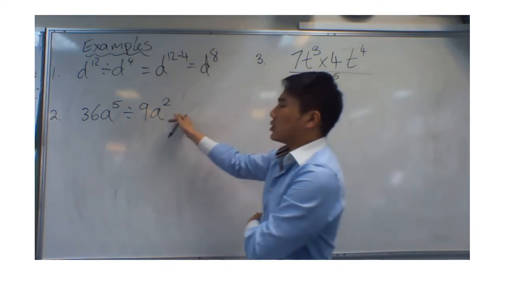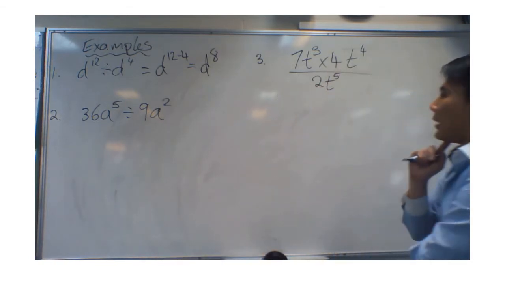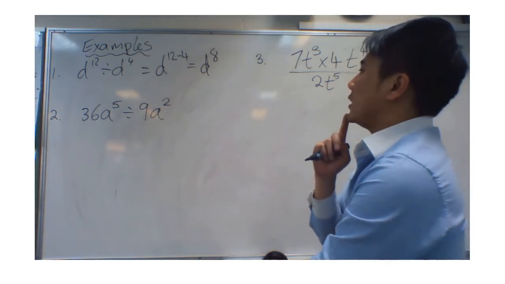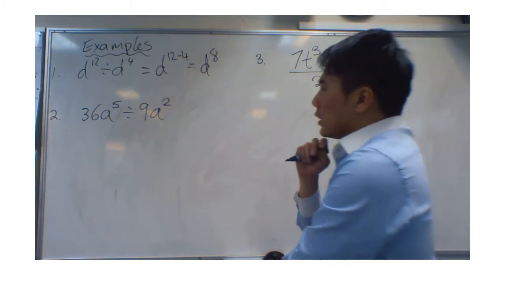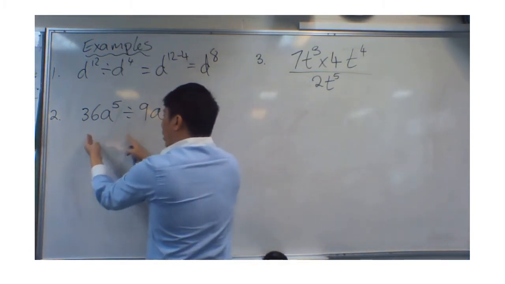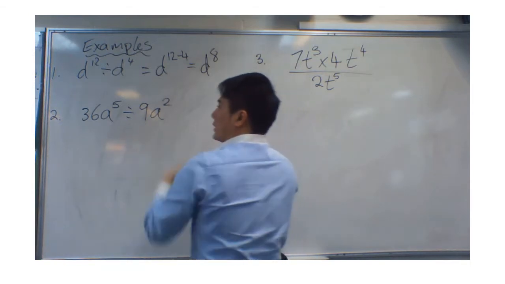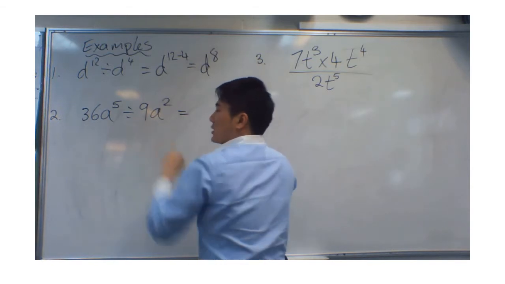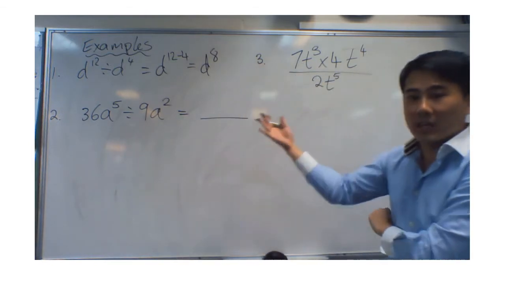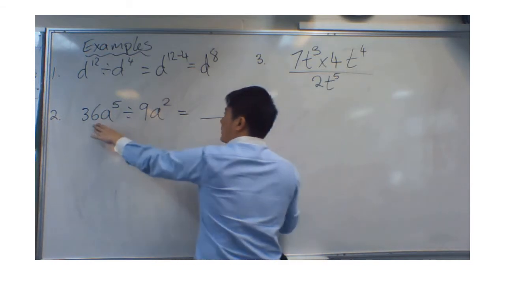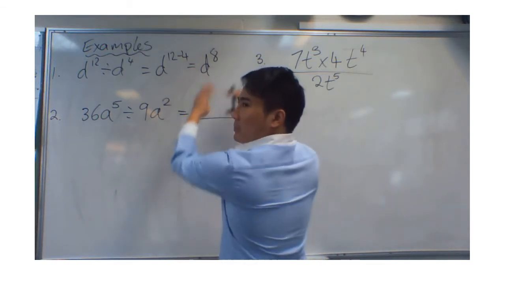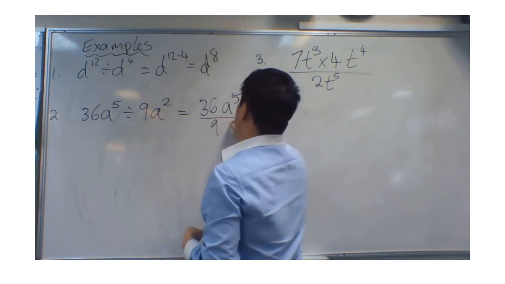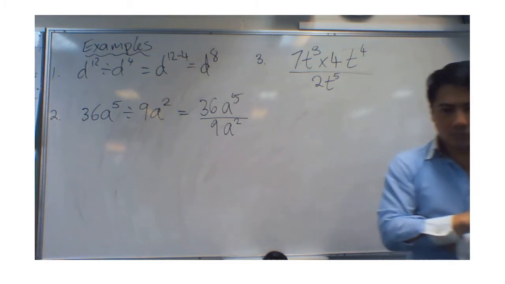Now let's look at question 2. It looks slightly scarier, but when we really think about it, it's not really that bad. To make it easier to work out, I always like to write it out like fractions. I can replace this division sign with a line, with the vinculum. 36a to the power 5, they're going to go upstairs. Then I'm going to chuck these downstairs. 9a to the power of 2.